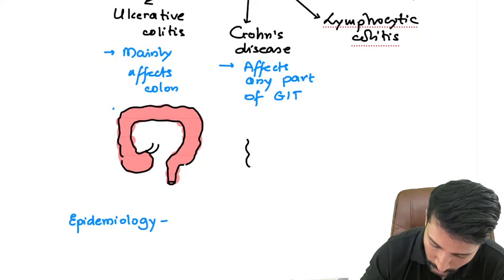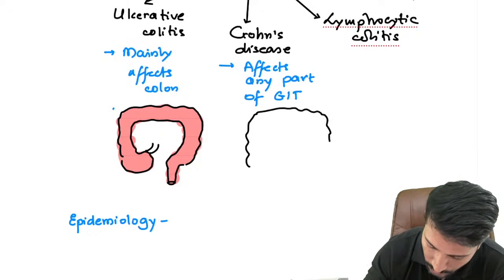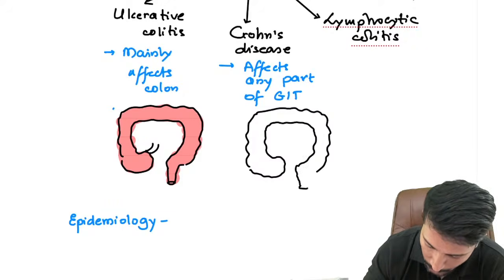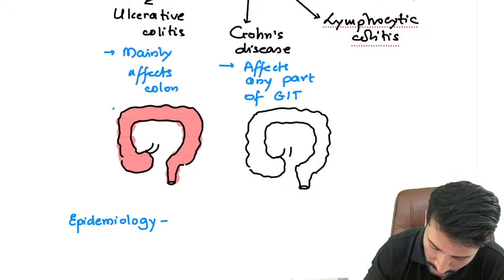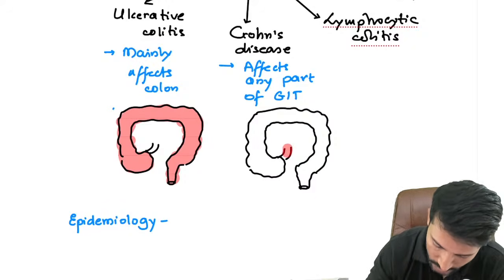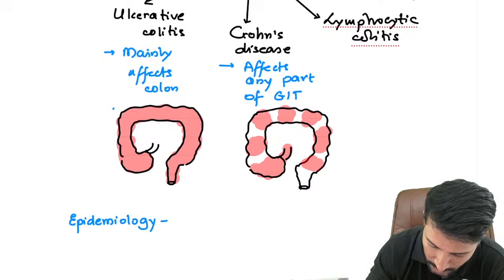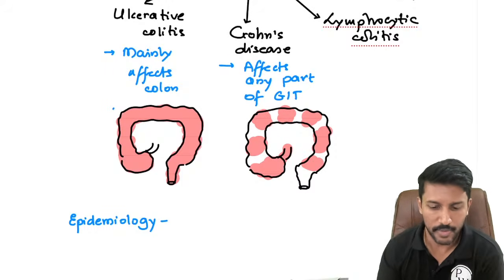On the other hand, Crohn's disease tends to not involve the rectum much. The most commonly affected part in Crohn's disease is primarily the terminal ileum and the rest of the colon. So it starts here, and then when it involves the rest of the colon, it will involve in a segmental manner. Means some segment is affected, some segment is spared, and rectum is generally spared.